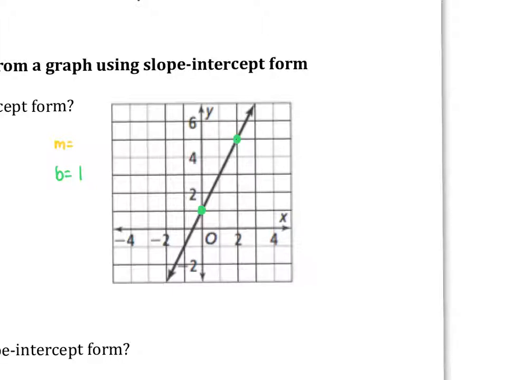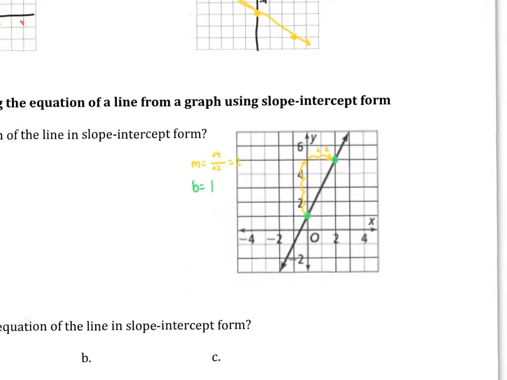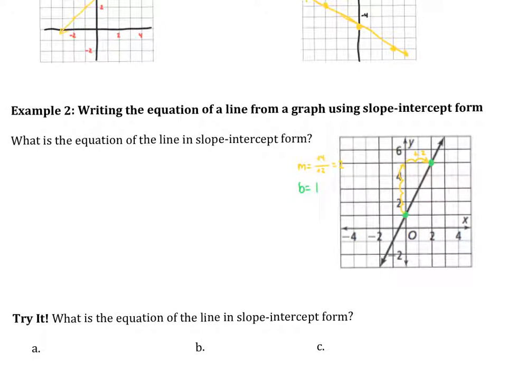So again, all we do is count. I go 1, 2, 3, 4. So that means I go up 4. Now, how much to the right do I go? Well, that's right 2. So this reduces. 4 divided by 2 is 2. And so now that we have my slope and my intercept, I'm going to substitute those into my slope-intercept form. The 2 goes there, and my 1 goes there, and I am done.